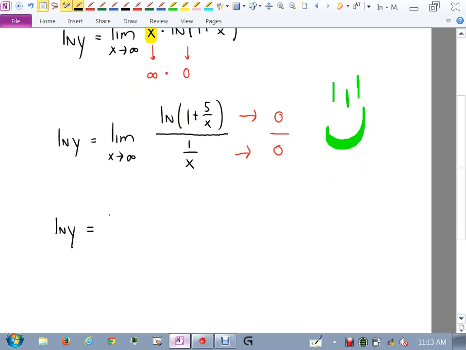So, okay, I'm going to apply L'Hopital's rule. Usually, when you apply L'Hopital's rule, you put a little L or a little H here to let everyone know you're about to apply the rule.